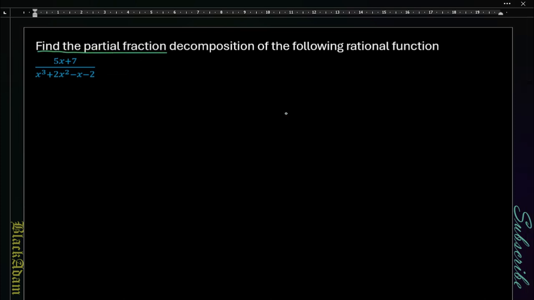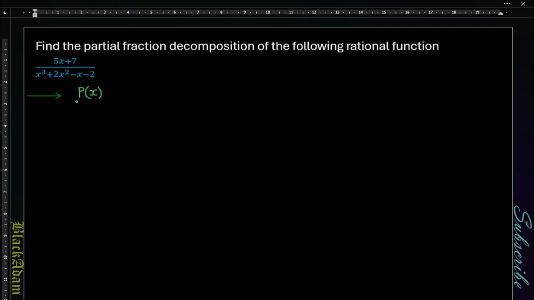Welcome to 5D Tutor Black Adam, where you find the partial fraction decomposition of the following rational function. So we have 5x plus 7 over x cubed plus 2x squared minus x minus 2.